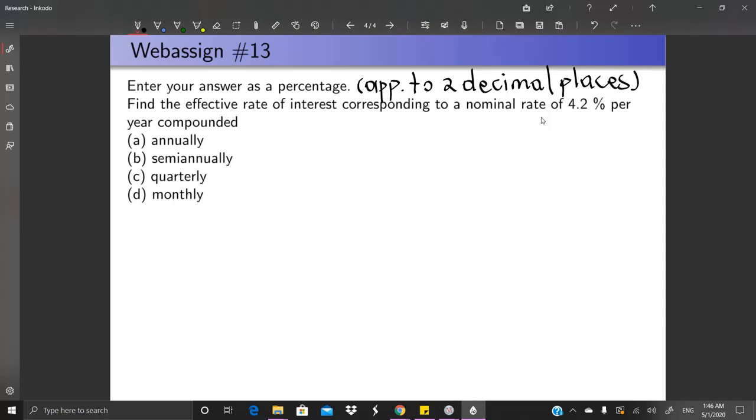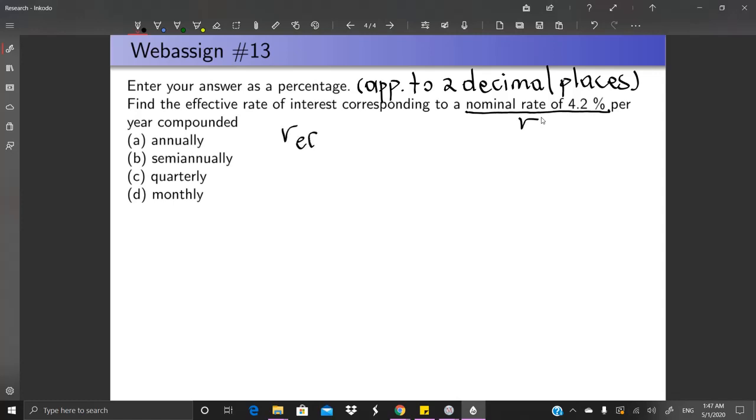So find the effective rate of interest corresponding to a nominal rate of 4.2% per year compounded, and then it depends on whatever A, B, C, or D says. So for this part over here, we look at this. We're like, oh, nominal rates, well, that's the little r in that equation that we had right there. Right, so let's write down what the effective rate formula is again.